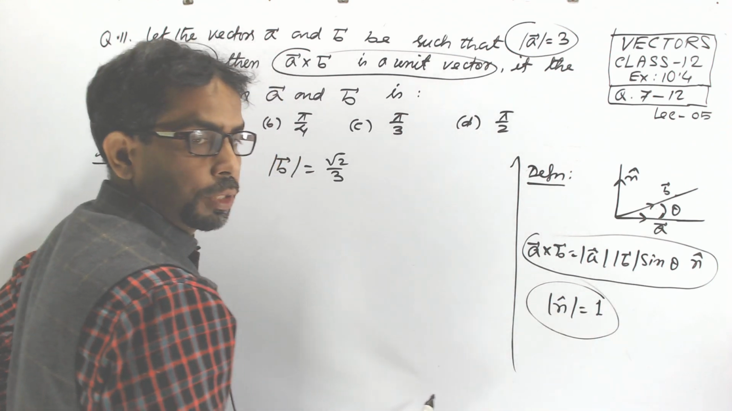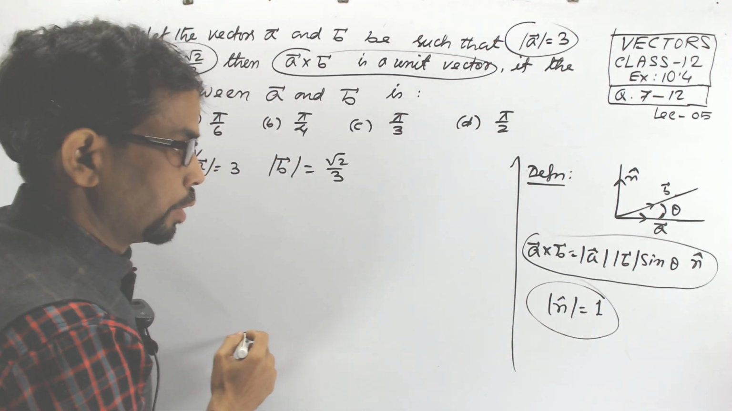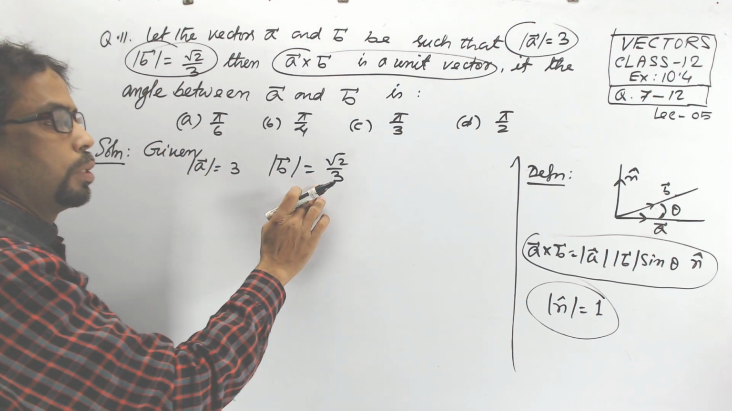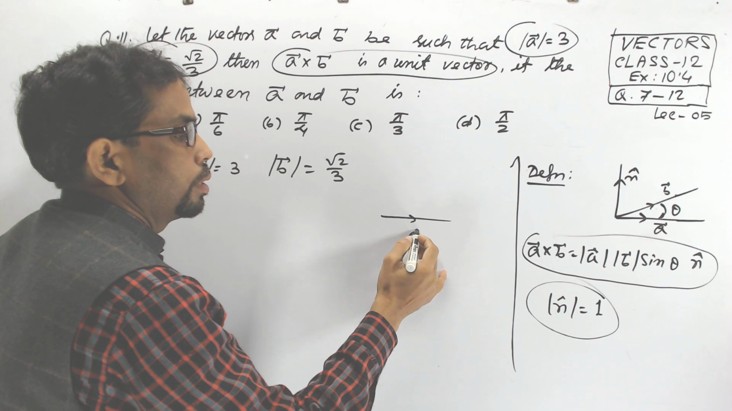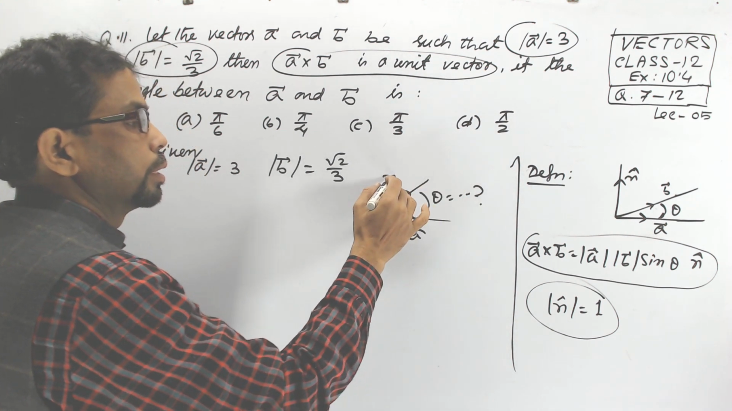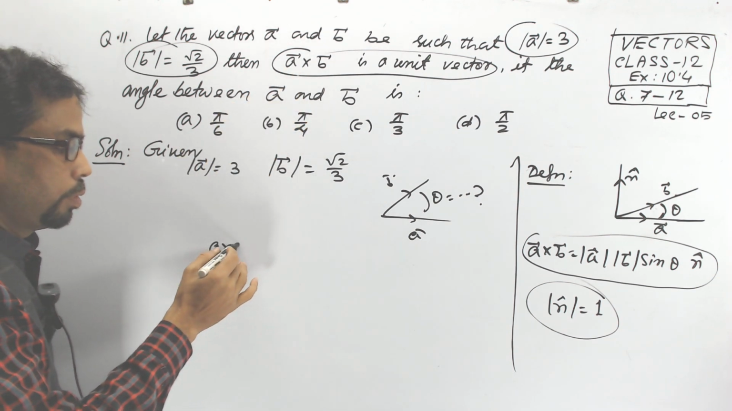A unit vector is defined as a vector whose magnitude is 1, in any direction. Here magnitude of A and magnitude of B are given, and for the two vectors we are asked to find the angle. Since it is about the cross product, first I'll use the definition of the cross product.